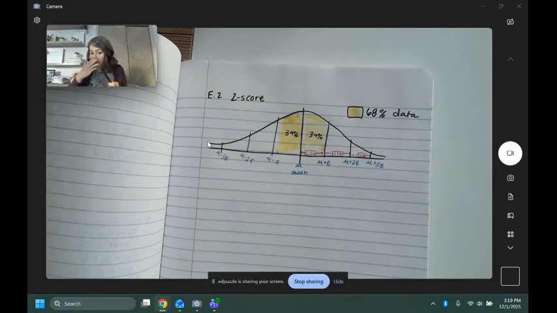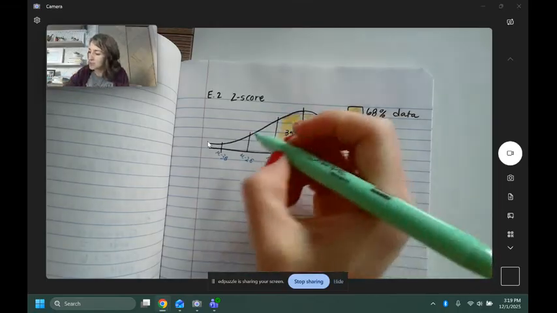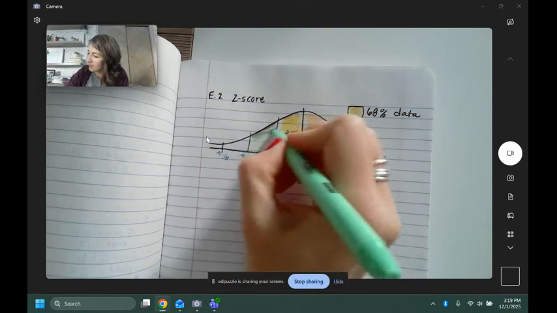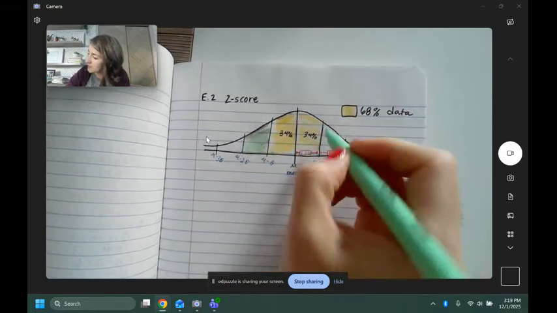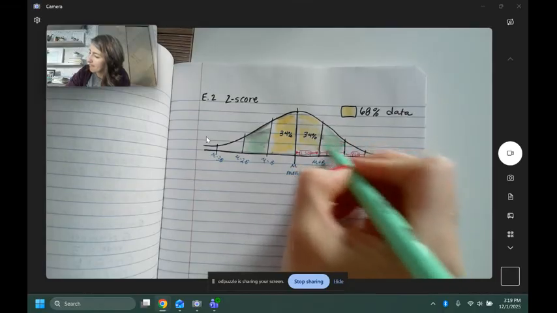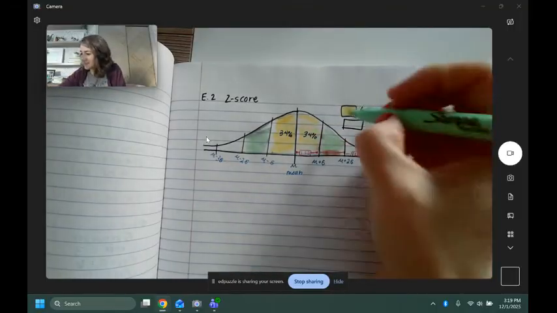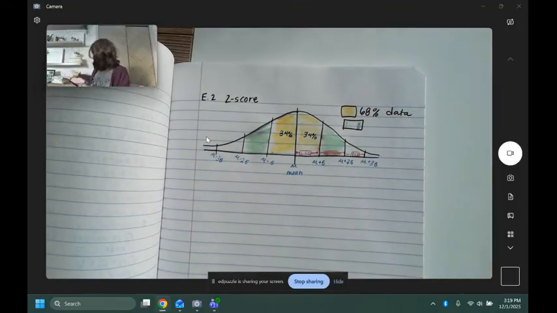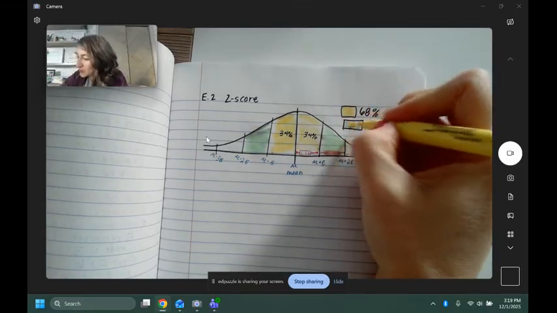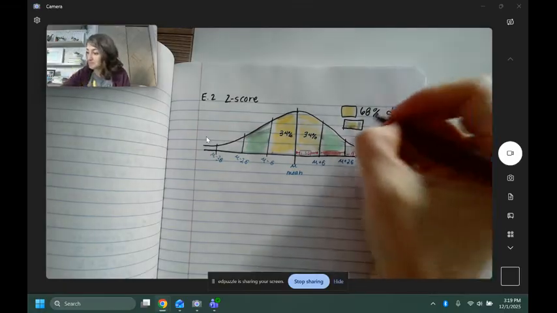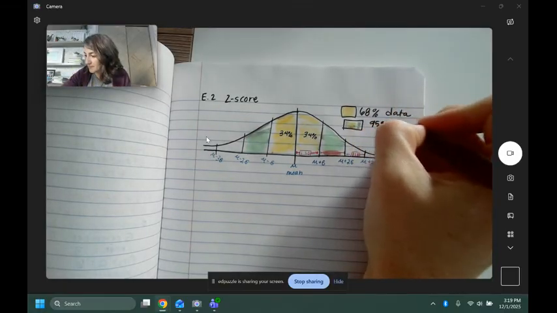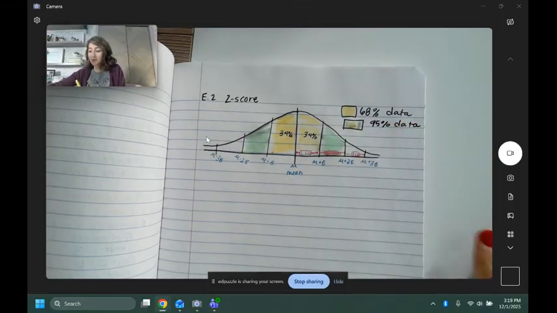68% is between there. The next one, I'm going to do another color, let's go green, between two standard deviations away. So if I were to do the green, green, yellow, yellow, 95% of all my data is going to fall within two standard deviations of the mean.